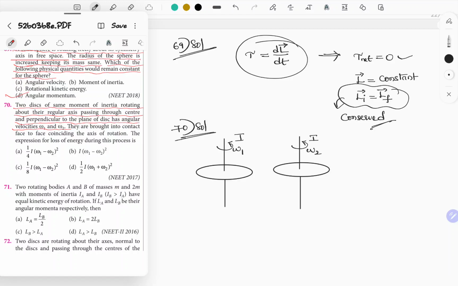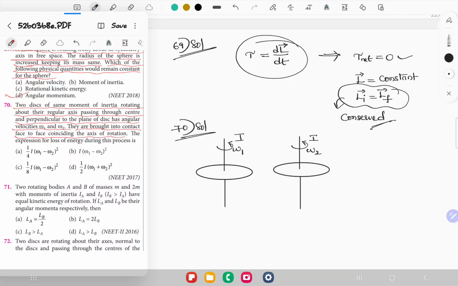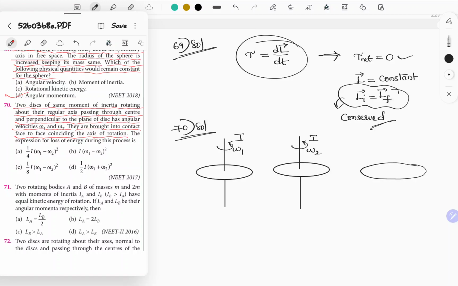Super. Next, they are brought into contact face to face, coinciding the axis of rotation. Try to understand. Now these two disks are brought into contact so that the axes of the two objects coincide. This is how they are placed. Can you understand the diagram? Very good. So let's say this is the first disk and this is the second one, placed one on the other.